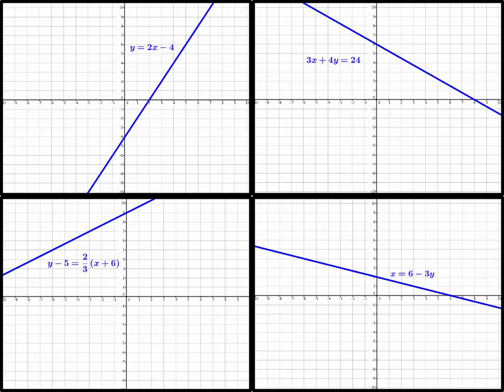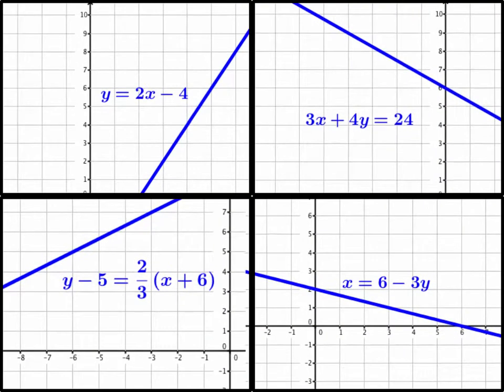So here are four equations along with their graphs that are all lines. And let's look at their equations and see if there are any similarities between them that might help us predict that their graphs will be lines.